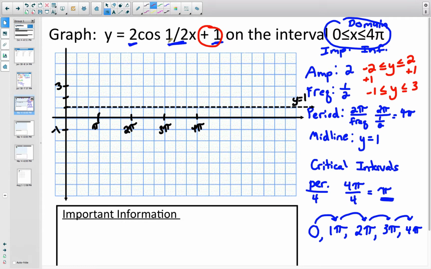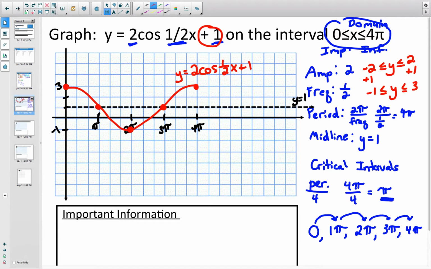Last part is just following the pattern of cosine. Here's our midline. Think of this as your new x-axis. So cosine, we know cosine does not start at the midline. It starts above if it's positive, so here's the first point. And following the pattern, we're going to go midline, then we're going to go below, midline, above. The last thing is to graph it in, try to make it nice and curved, try your best, and then we'll label it y equals 2 cosine half x plus 1.